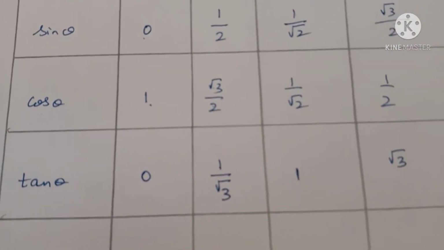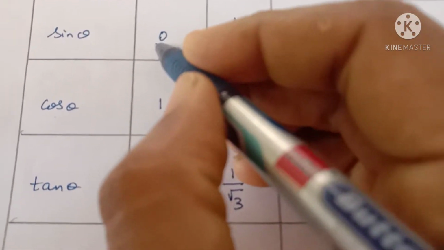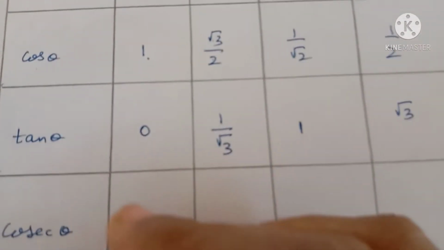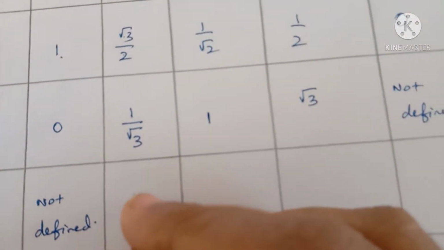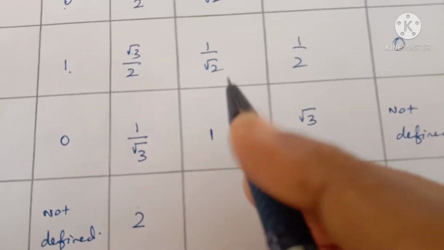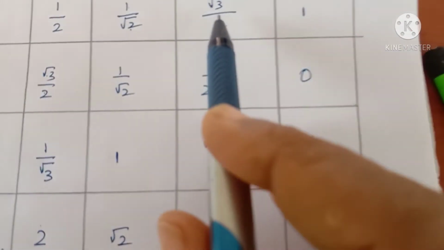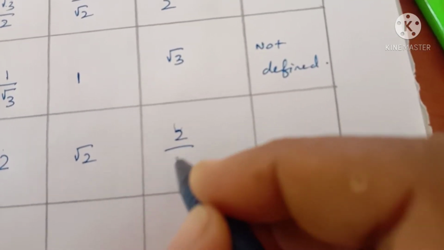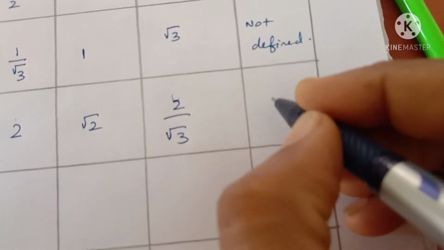Cosec is the reciprocal of the sin theta. So reciprocal of the sin theta 0 by 1 is 1 by 0. 1 by 0 means not defined. And 1 by 2 is 2 by 1, which is equal to 2. 1 by root 2 is root 2 by 1. Root 3 by 2 is 2 by root 3. And then 1 by 1 is 1.